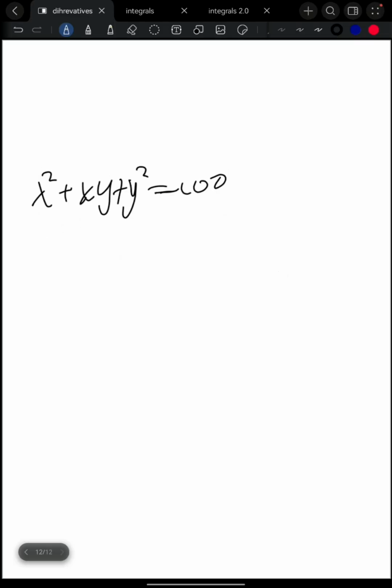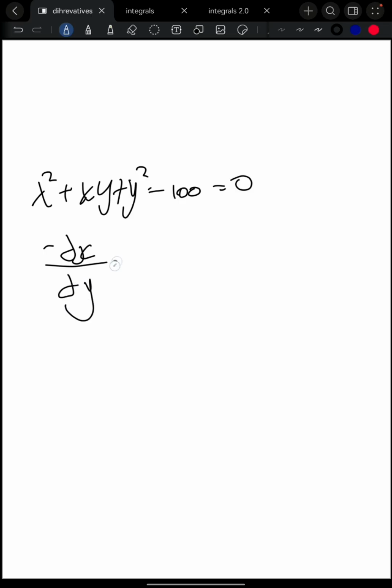But there's one condition, that it should be all on one side, so I'll just subtract 100 so it becomes 0. And then we can use the trick, right? Negative partial derivative of x divided by partial derivative of y, and that's just going to be dy by dx.